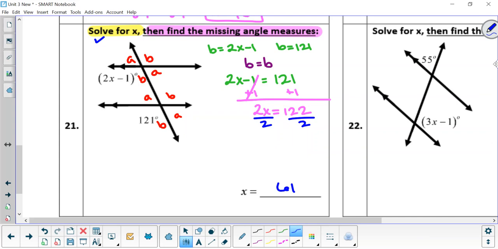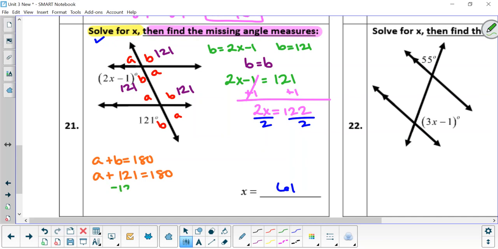Now we have to find all the missing angle measures. Well, I already know that B is equal to 121. So anywhere there's a letter B, I get to write the number 121. To find A, I need to do my A plus B equals 180. A, I don't know, so we're going to keep that as the letter. B is 121. All of that still equals 180.